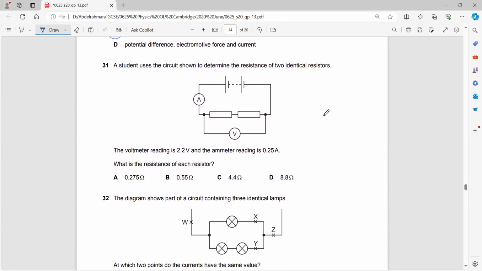The voltmeter reading is 2.2 volts and the ammeter reading is 0.25 amperes. What is the resistance of each resistor? R equals V over I, 2.2 over 0.25. This is 8.8 ohms. Most of you would choose D, which is wrong. Why is D wrong? Because this is the resistance of both resistors together. So each resistor would be 4.4 ohms. 8.8, you have to divide it by 2 to find 4.4.